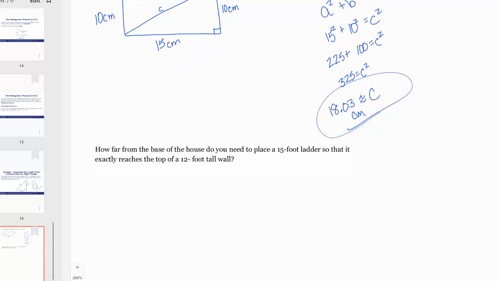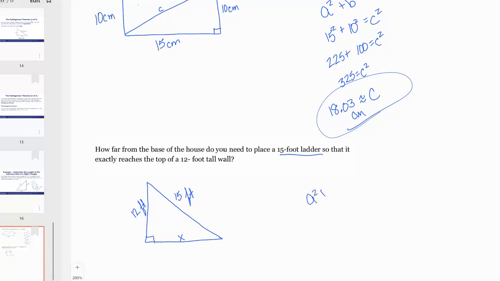How far from the base of a house do you need to place a 15-foot ladder so that it exactly reaches the top of a 12-foot wall? So let's draw a picture of what's going on. So this is my ladder. We know the ladder is 15 feet. So that is my hypotenuse. Here's my right angle, the wall with the ground. We're looking for how far we need to place the ladder. So what is this distance? And we want to reach the top of a 12-foot wall. Now we're looking for the leg.